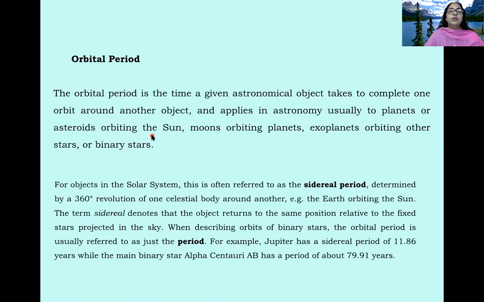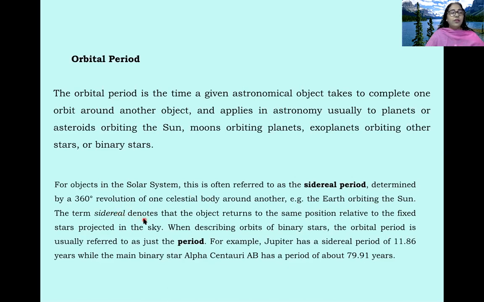Orbital period. Already we have discussed in the earlier classes what orbital period is. Orbital period is the time a given astronomical object takes to complete one orbit around another object, and applies in astronomy usually to planets or asteroids orbiting the sun, moons orbiting planets, and exoplanets orbiting other stars or binary stars. For objects in the solar system, this is often referred to as the sidereal period, determined by a 360 degree revolution of one celestial body around another, that is the earth orbiting the sun.